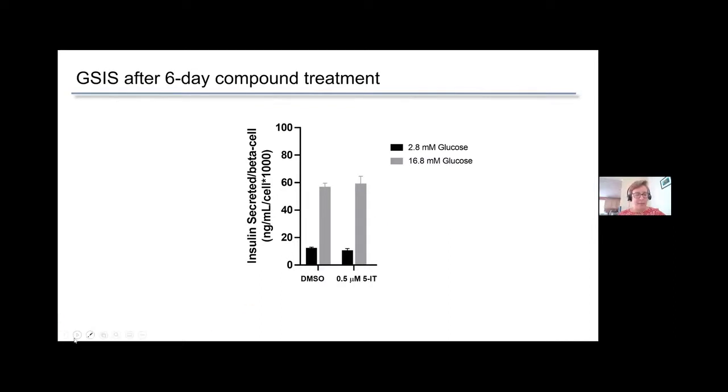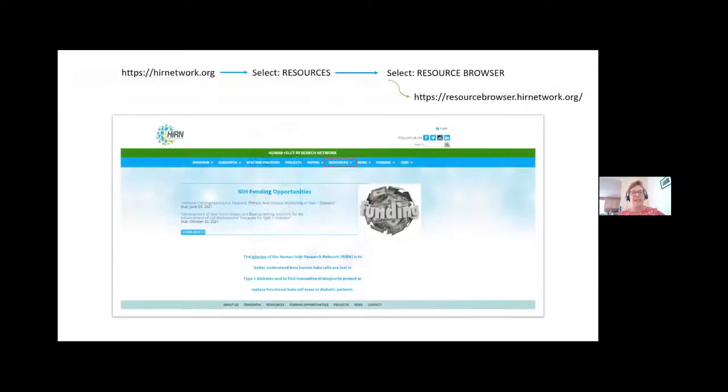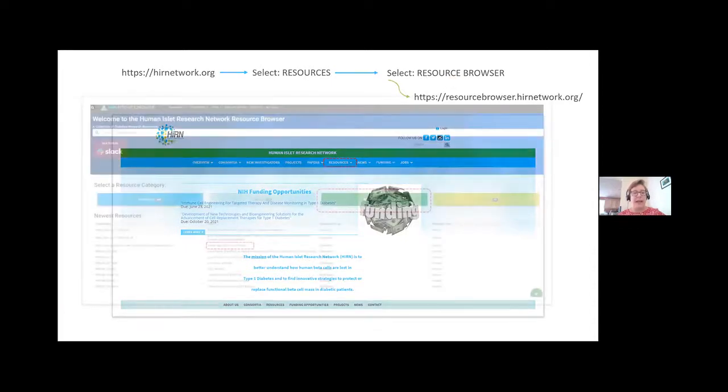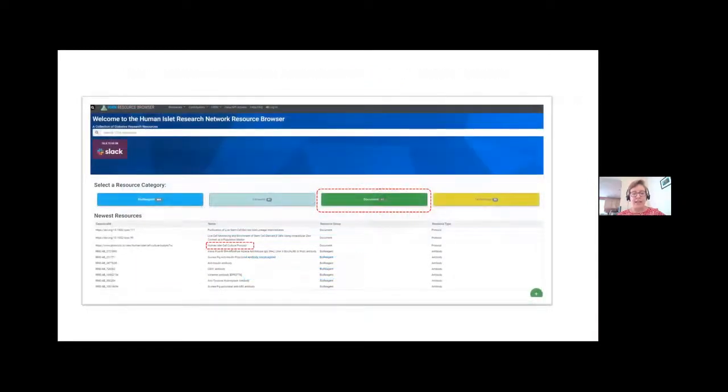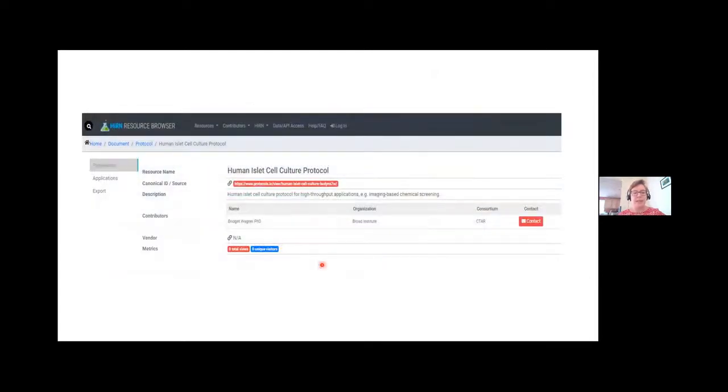So as mentioned, the resources site of the HERN network page shown here can allow you to reach the resource browser. You can type this in, resourcebrowser.hernnetwork.org. And if you highlight document, you'll see that we've now deposited this islet cell culture protocol. This is also available on protocols.io, and we can share that link as well. And when you click on the protocol, it actually links out to protocols.io. So there you go. It's a Word document.